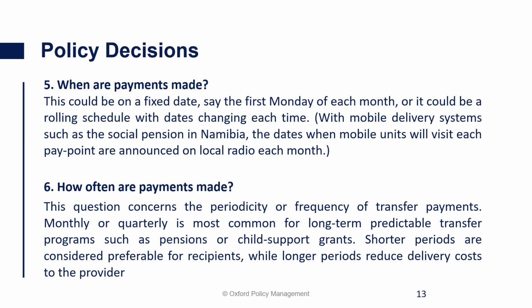Next, we have how often payments are made, and this question concerns the frequency of transfer payments. Monthly or quarterly is most common for long-term predictable transfer programs such as pensions or child support grants. Shorter periods are considered preferable for recipients, while longer periods reduce delivery cost to the provider. So out of these 6 policy decisions, where payments are dispersed and how payments are dispersed are the most critical questions when it comes to designing mechanisms of social protection payments.